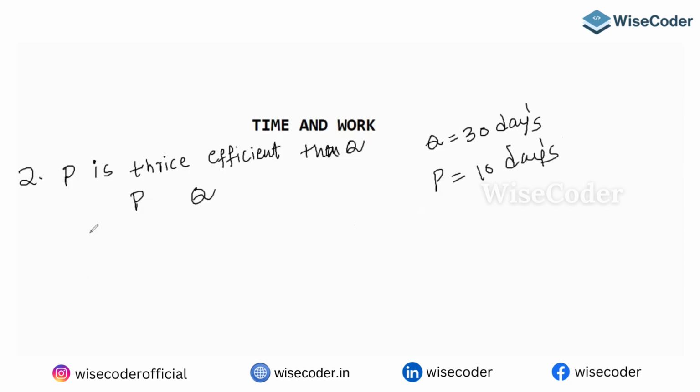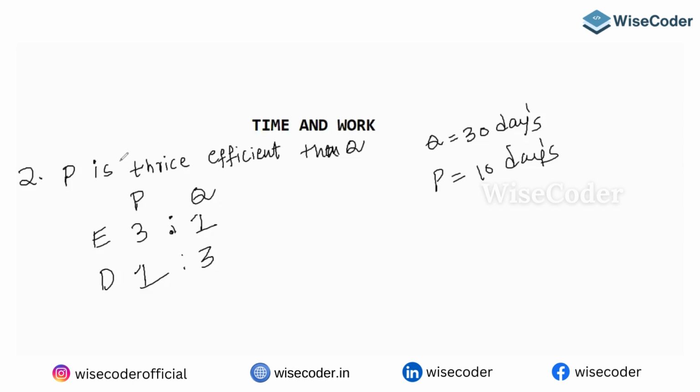Look at here. The efficiency ratio is what? P is thrice as efficient as Q. If Q is eating one chocolate, then P will eat what? Three chocolates. On the same note, days will be what? Inversely proportional. Inversely proportional means what? 1 is to 3. Yes, Q is taking 30. 3 parts is 30. Then P, 1 part is equal to what, guys? 10 days.